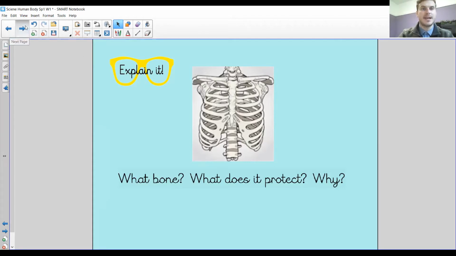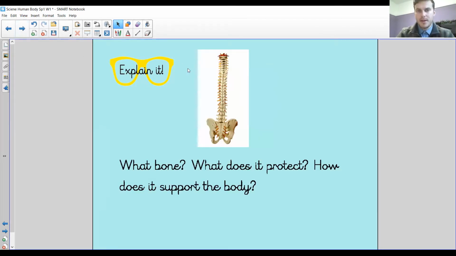Okay, final one for today's lesson then. We've got this bone and it runs all the way from the bottom up to the top of our neck. Sorry, what is this bone called? The person in the video was calling them the vertebrae that run along it. We're not going to go quite into that much detail. You can if you want to. We're going to call it a word beginning with S. Okay, so what is it called? What does it protect and how does it support our body?